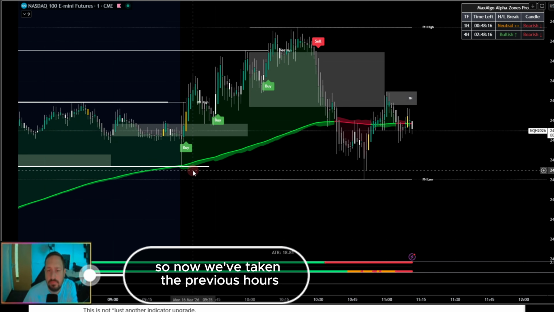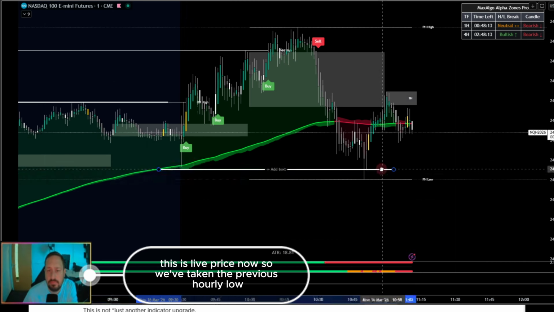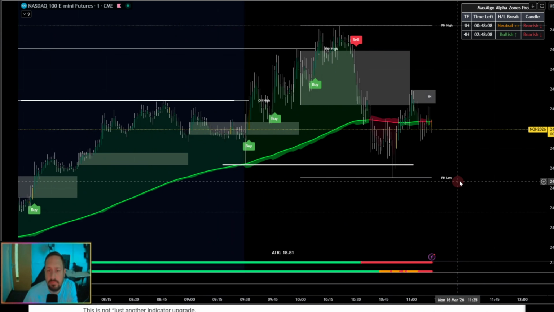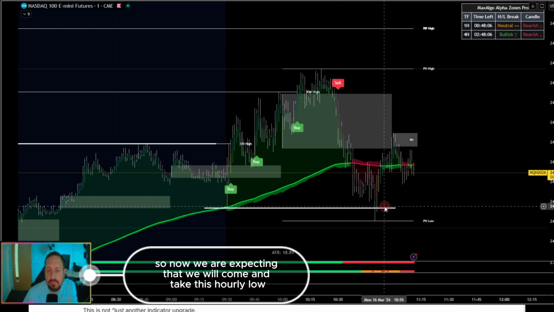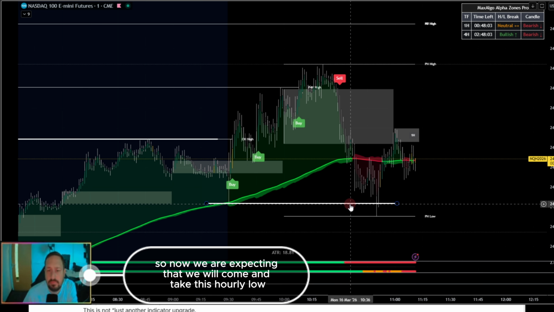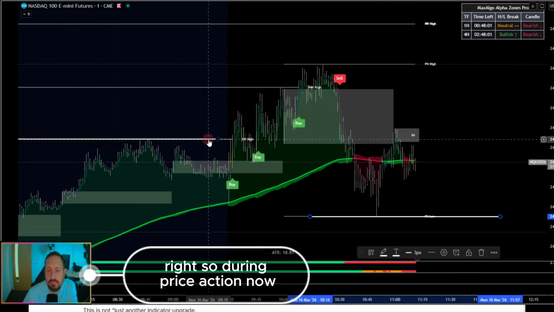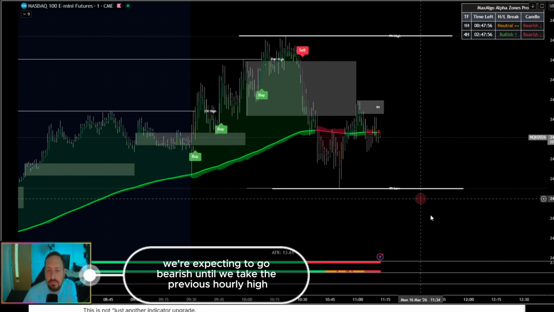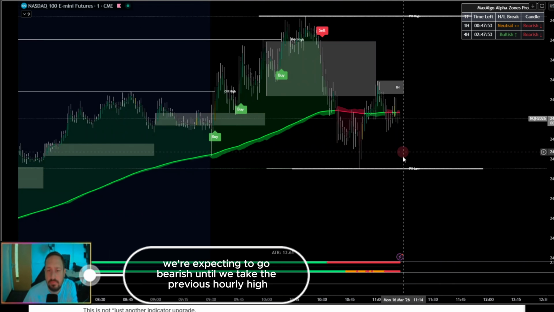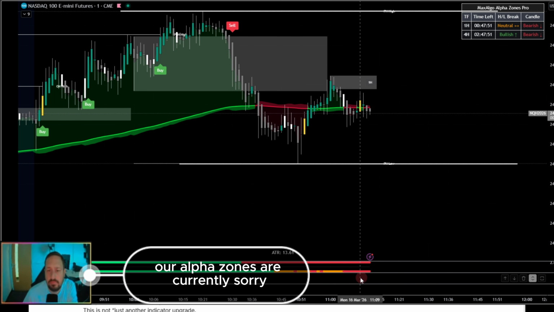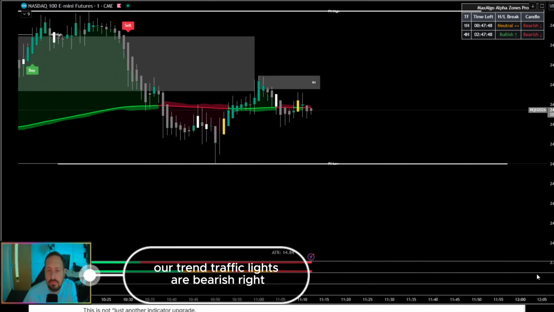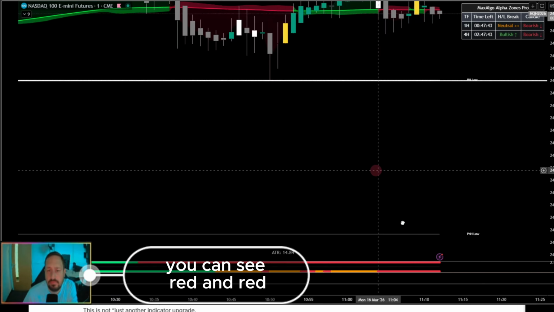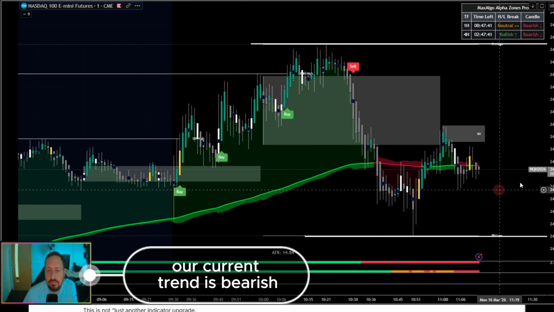So now we've taken the previous hours. This is live price now. So we've taken the previous hourly low, new hour's opened. So now we are expecting that we will come and take this hourly low, right? So during price action now, what we're saying is we're expecting to go bearish until we take the previous hourly high. Our alpha zones are currently, our trend traffic lights are bearish, right? You can see red and red. Our current trend is bearish.